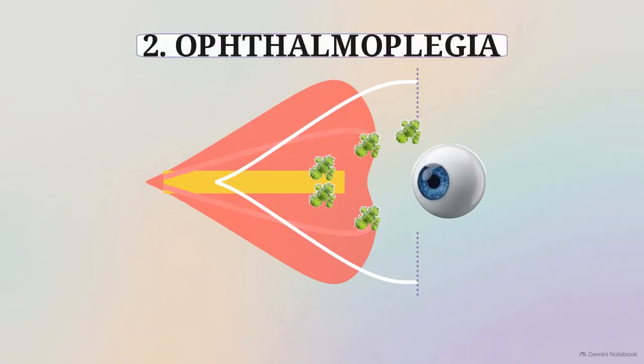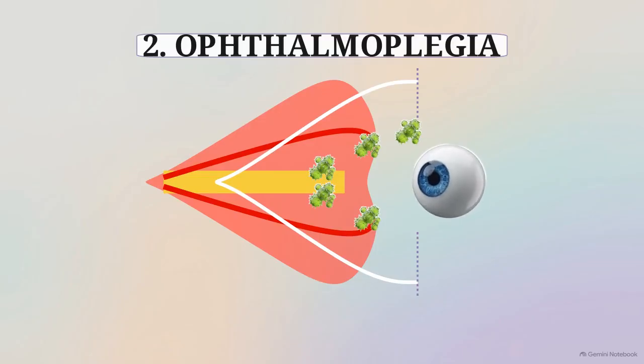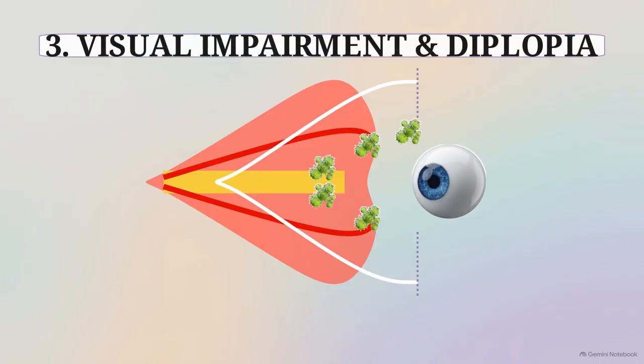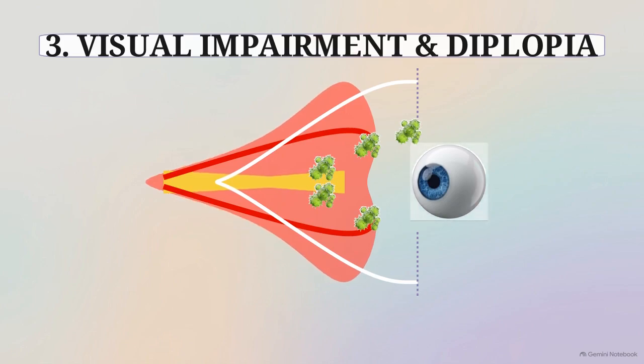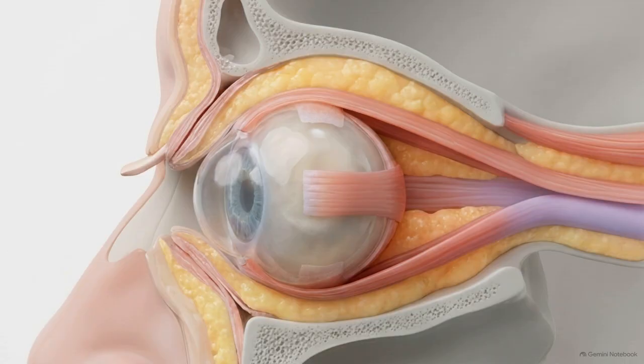The second sign is ophthalmoplegia. The deep inflammation directly restricts the extraocular muscles. Trying to move the eye against this inflamed tissue causes pain and limited mobility. The third sign involves visual impairment and diplopia, or double vision. The increased posterior pressure compresses the optic nerve, reducing visual acuity, while the disrupted muscle function prevents the eyes from aligning. Additional indicators of deep orbital involvement include systemic fever and chemosis, which is swelling of the conjunctiva itself.